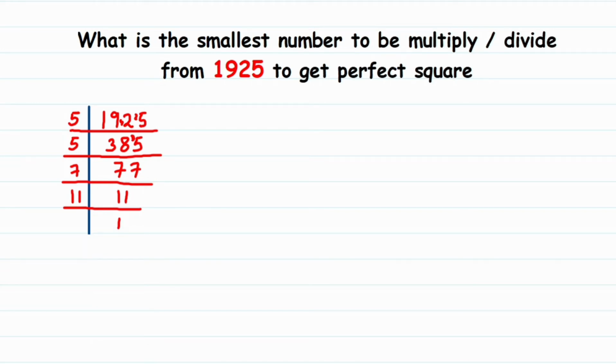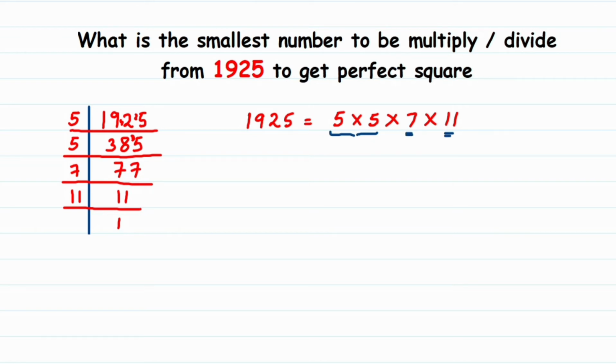So we just write down 1925 is equal to 5 into 5 into 7 into 11. Remember, for a number to be a perfect square, there should be a pair of two factors here. Like this is forming one pair. But here 7 is alone and 11 is also alone. There's no pair for 7 and 11.